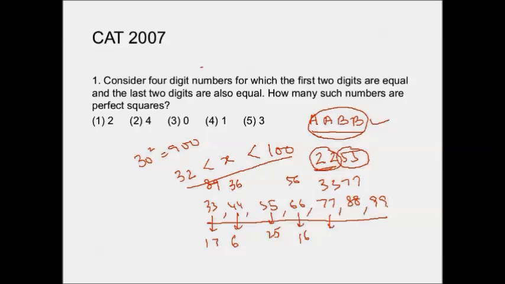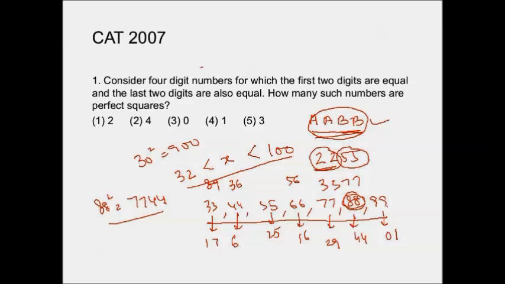Similarly, 77 square must be ending with 29. 88 is 100 minus 12, and 12 square ends with 44, so this must end with 44. And 99 square ends with 01. So if the last two digits of a number are the same, it must be the square of 88 if it has to be there. If we calculate 88 square, this gives us 7744. That means there is only one number whose square will be of this type.